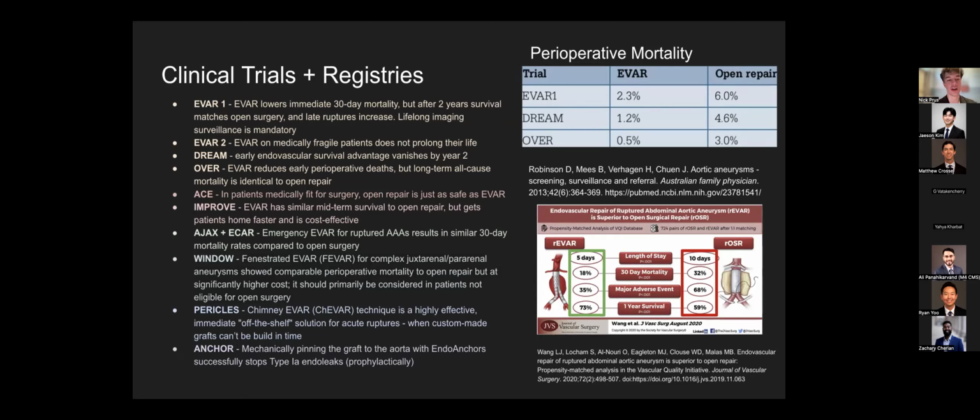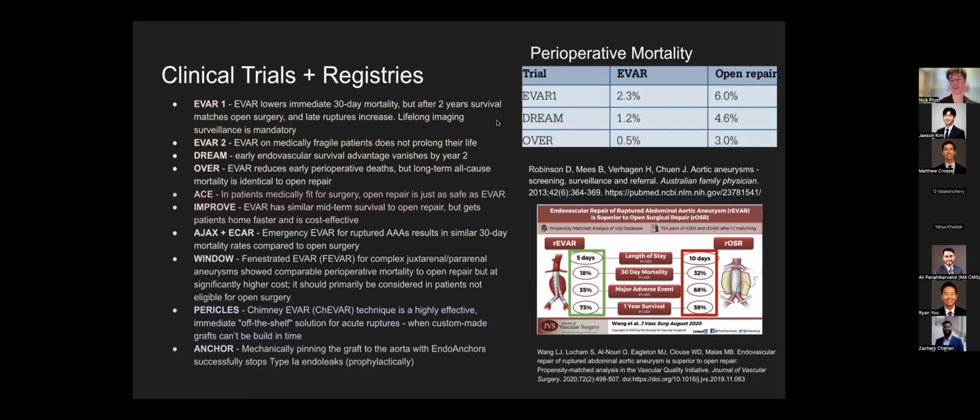So EVAR1 showed that EVAR lowers immediate 30-day mortality, but then after 2 year survival, it matches open surgery, and then ruptures are more likely to occur post 2 years. And then lifelong imaging surveillance is mandatory. EVAR2, EVAR on medically fragile patients does not prolong their life. DREAM showed that early endovascular survival advantage vanishes by year 2. So this is similar to EVAR1. And then OVER showed that EVAR reduces early perioperative deaths, but long-term all-cause mortality is identical to open repair.